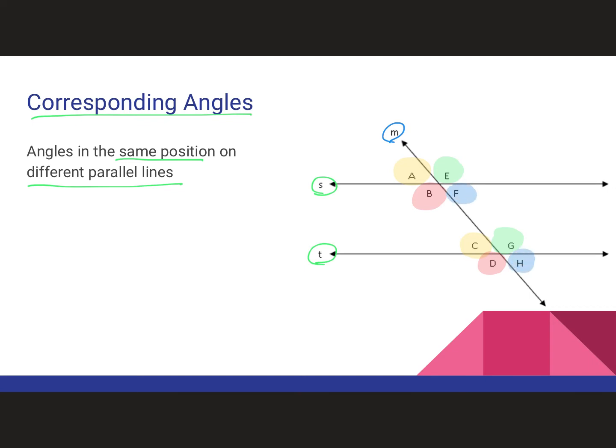So here's the thing when we're talking about corresponding angles. Corresponding angles are congruent. So they're the same measure. So that means that angle A is congruent to angle C.